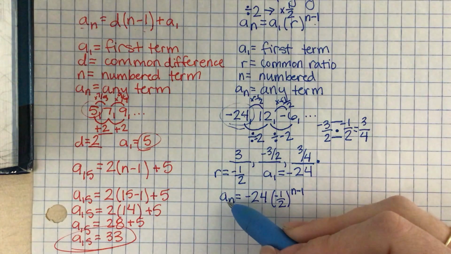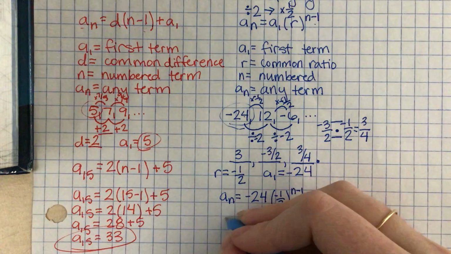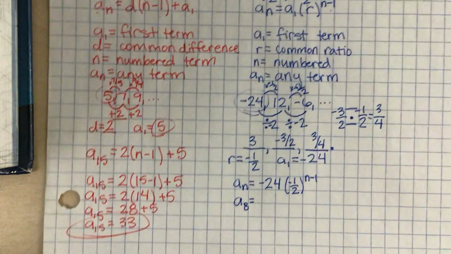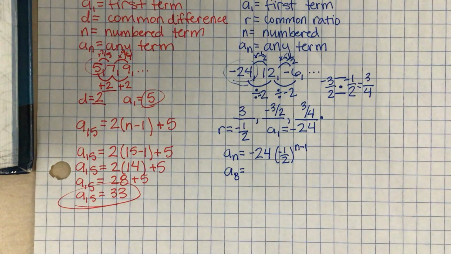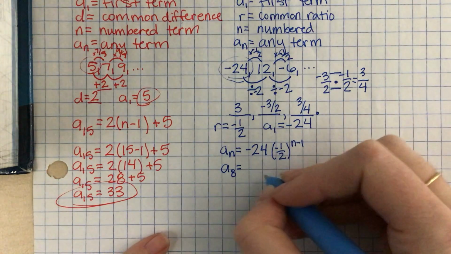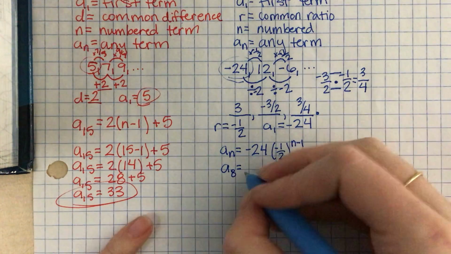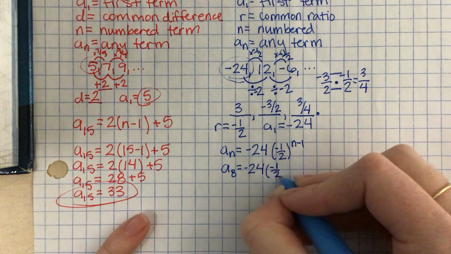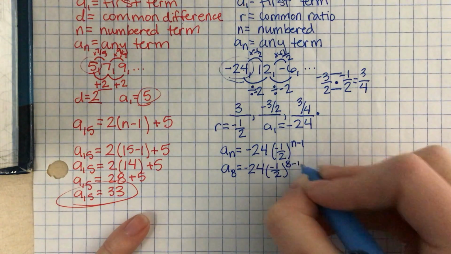But now say I want to find a specific term. I want to find A8. Now, in order to do that, I would need to plug in 8 for n up here. Negative 24 times negative 1/2 to the 8 minus 1.